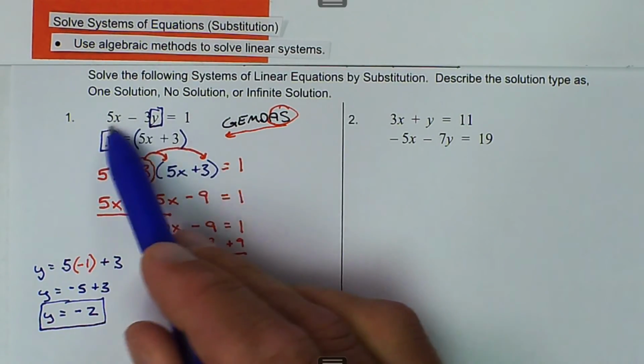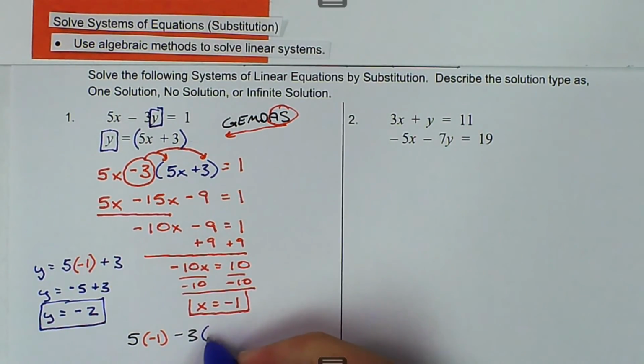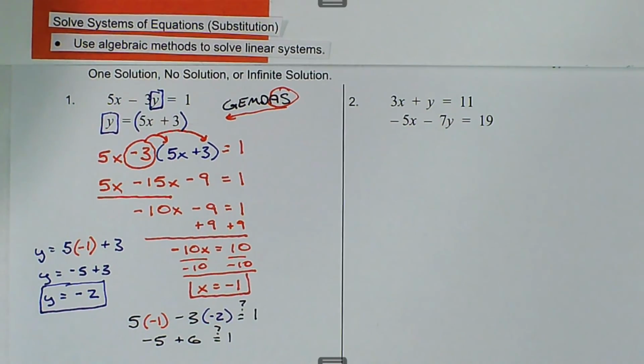And so the last thing is we want to check it with the first equation to make sure that it is correct. So 5 times -1 minus 3 times negative 2 is equal to 1. Now this is a check, so we want to put a question mark above that equal sign to show that we're checking to make sure that it's correct. So we get negative 5 plus 6 is equal to 1, and negative 5 plus 6 is 1, so 1 is equal to 1, and that is true. So then we have the ordered pair of negative 1 and negative 2.